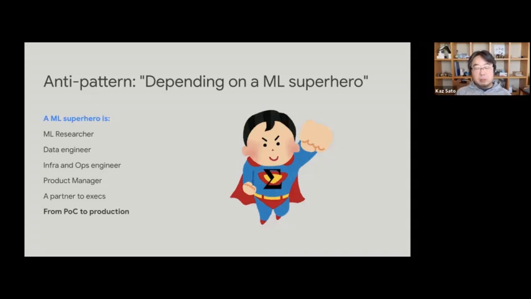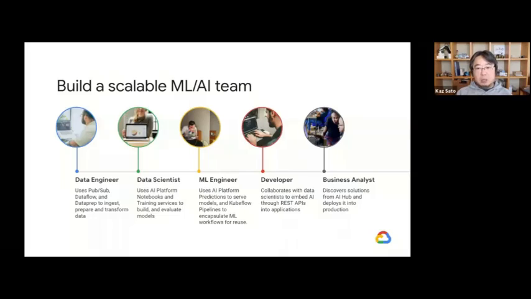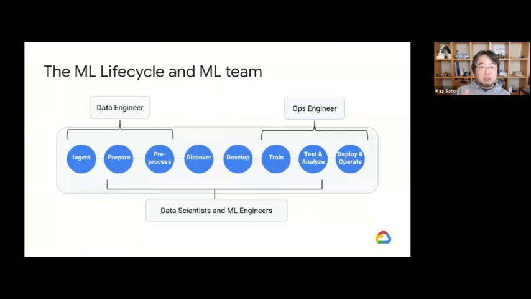So the ML superhero is a great person, but it doesn't scale, because even in large enterprises, there could be only a couple of ML superheroes in a single organization. So if the enterprise wants to adopt machine learning and AI into multiple projects, like 5 or 50 or 500 different projects, depending on ML superheroes, that anti-pattern doesn't scale. Instead, you have to build a scalable ML AI team with multiple roles, like data engineers, data scientists, ML engineers, and so on. And they have to work together so that we can split the responsibility into the multiple roles.